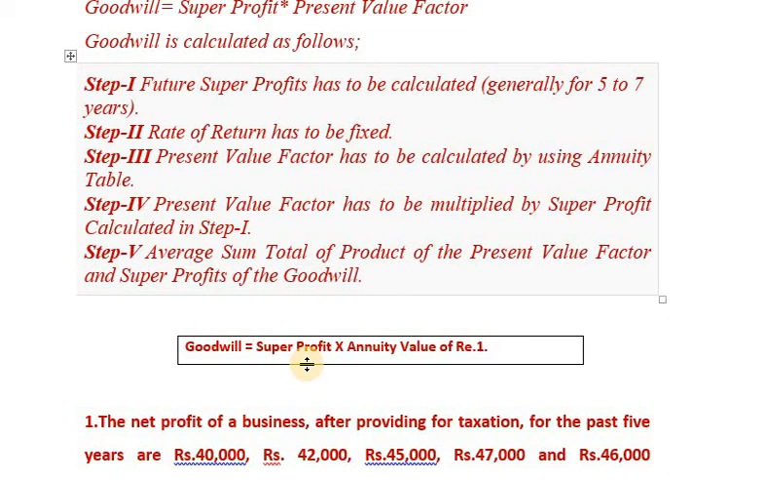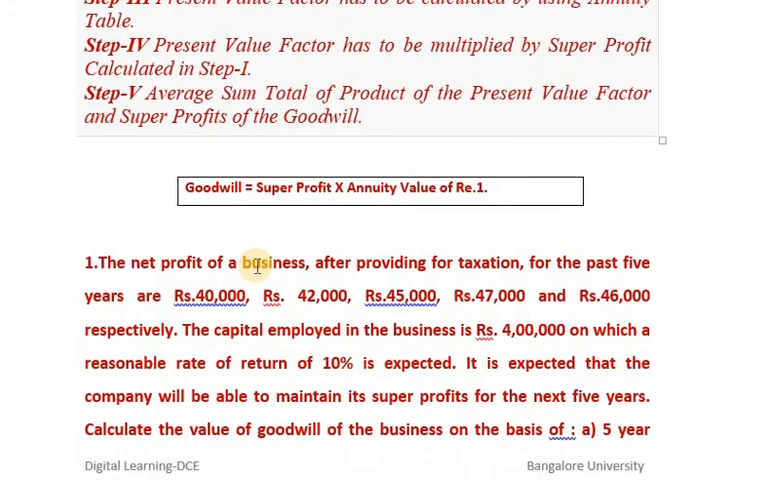Listen, my dear students, from the examination point of view, it is better to concentrate only on this formula. Goodwill is equal to super profit into annuity value of ₹1. Annuity value of ₹1 will usually be given in the problem. No need to worry about annuity value. Now, let me discuss some problems.